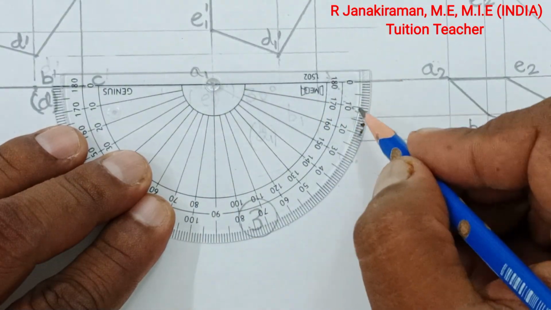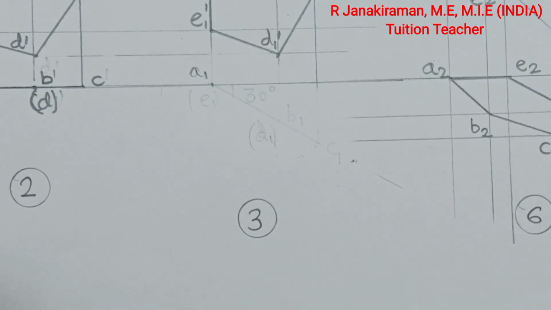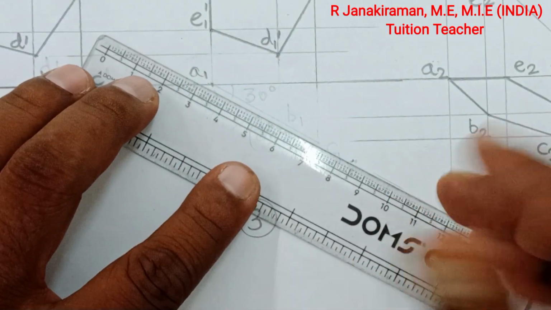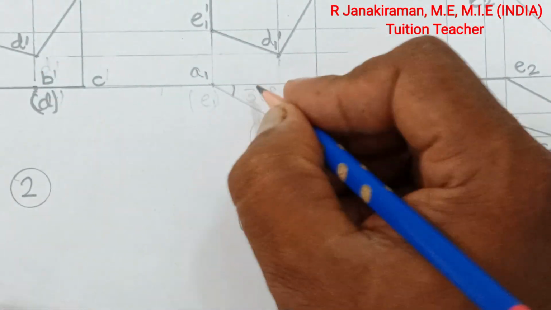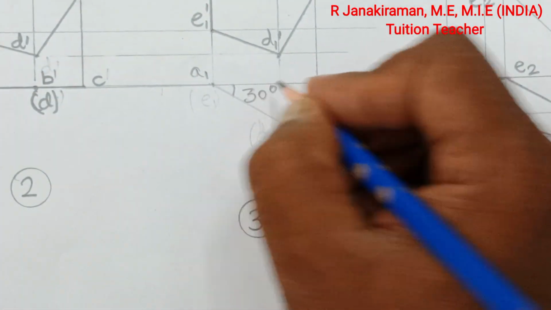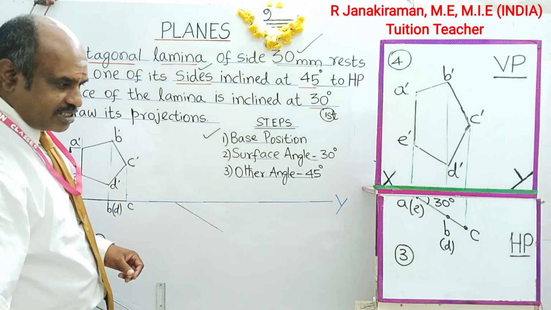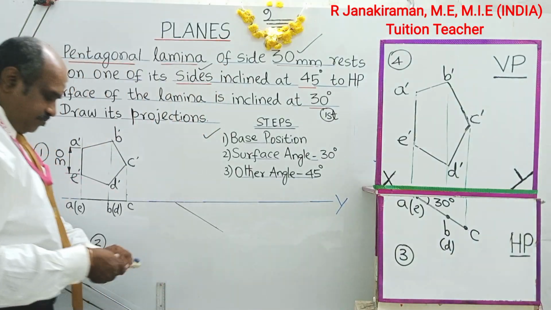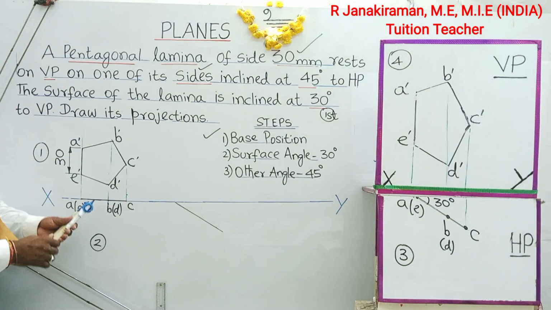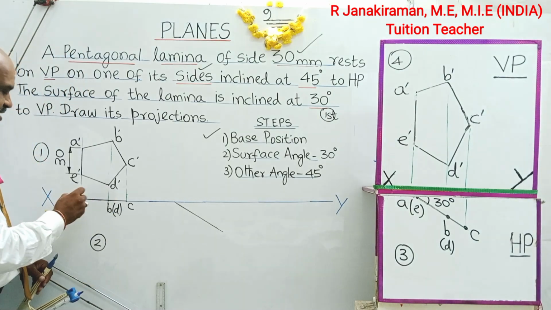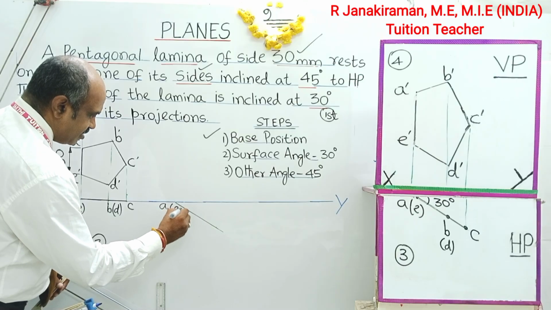Read like this: 0, 10, 20, 30. Put a point. Remove your protractor. Join the marked points using a freehand scale. This is the 30 degree angle. Understand? The length of the inclined line is taken from the previous top view. This diagram is replaced like this. That is the concept. The point is A; here we will give the letter A suffix 1, bracket E suffix 1.